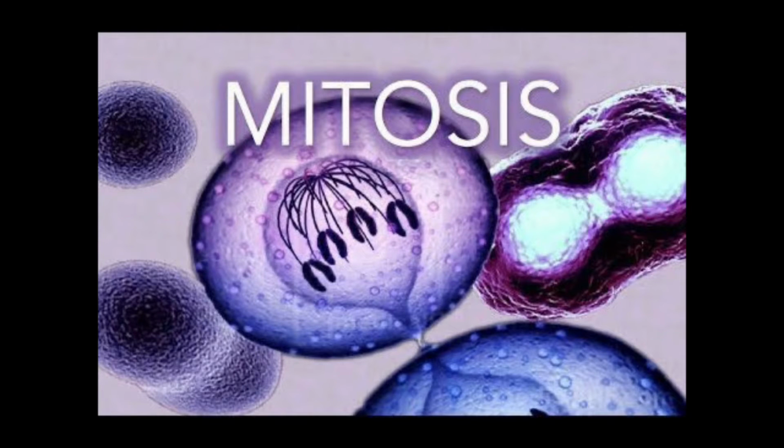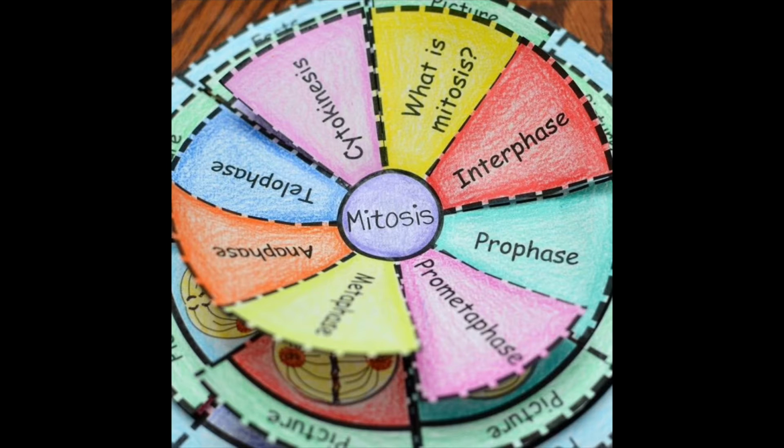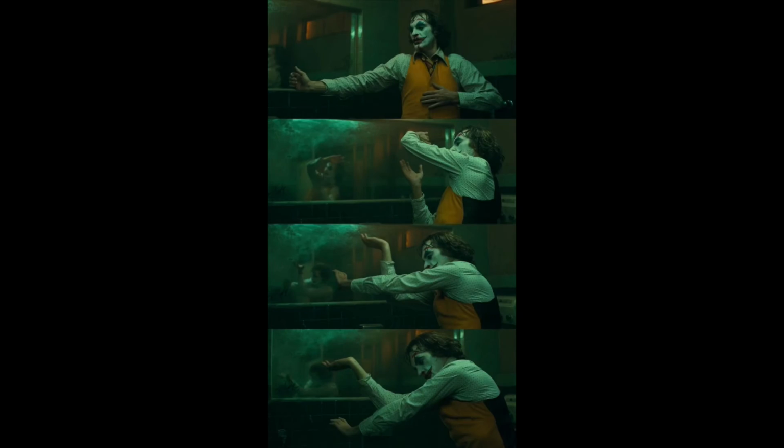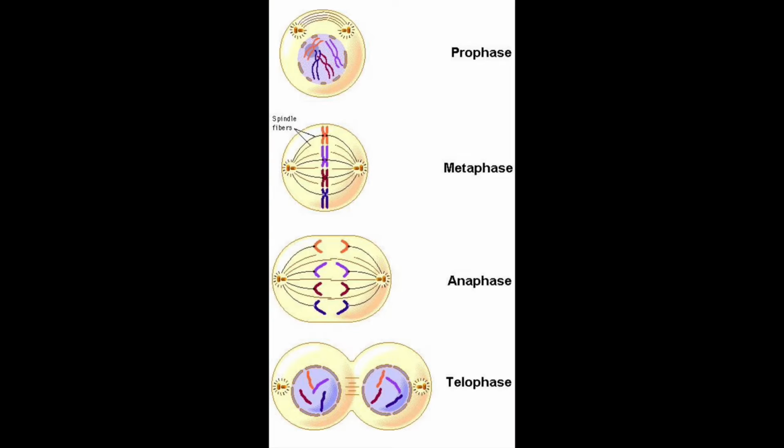What is mitosis? It is usual to divide it into four main stages for convenience, like four snapshots from a film. The four stages are called prophase, metaphase, anaphase, and telophase.